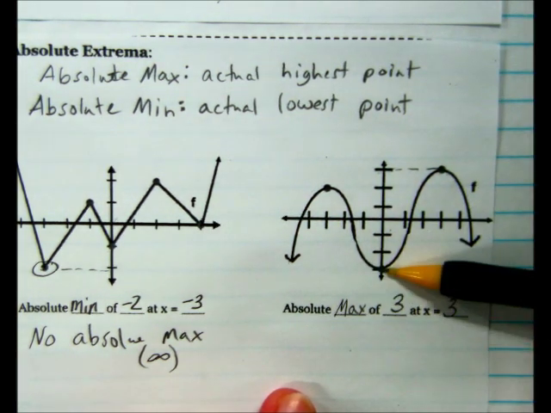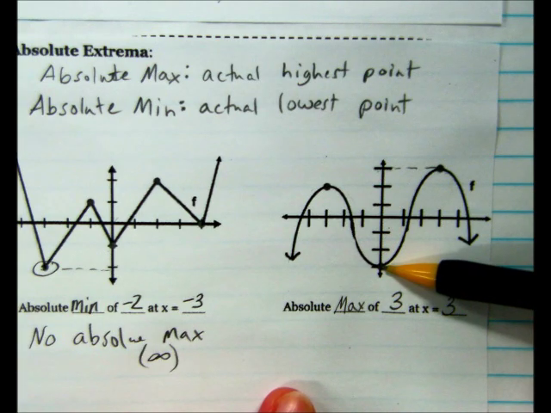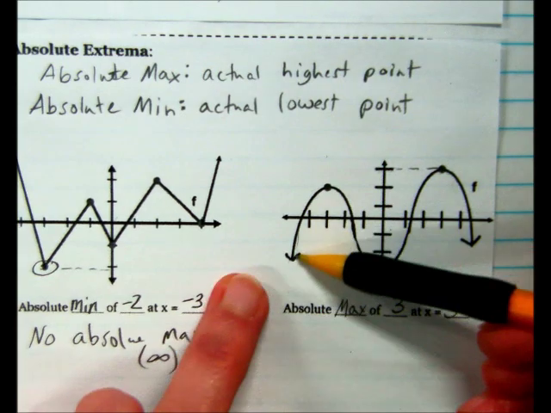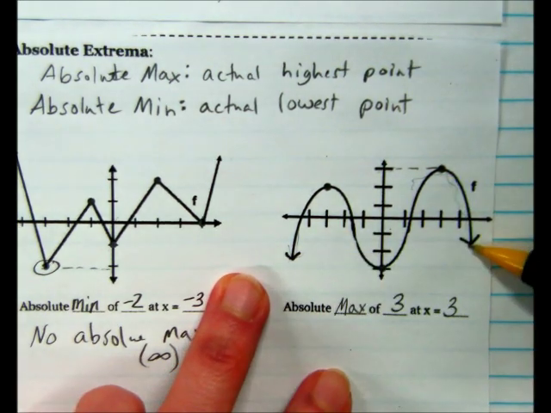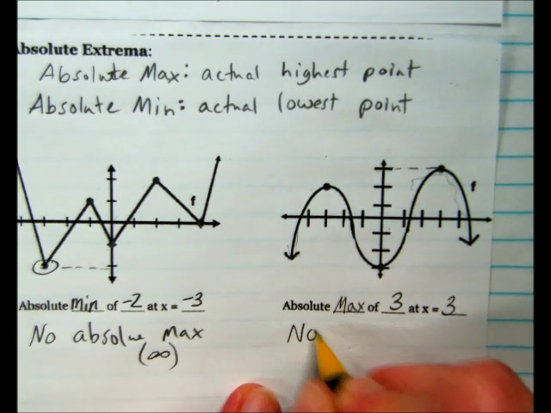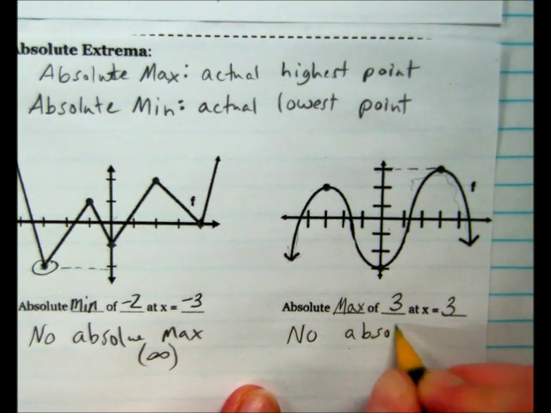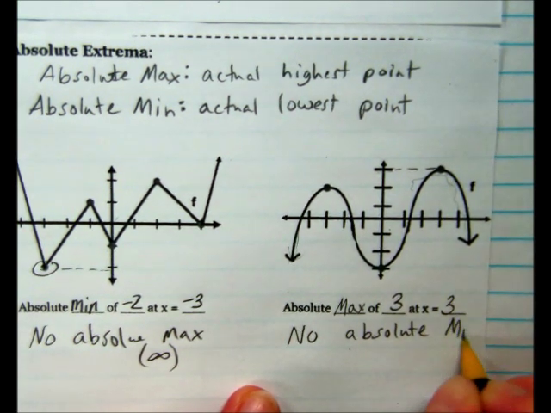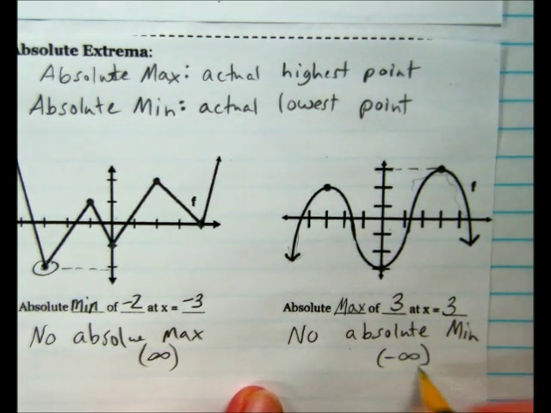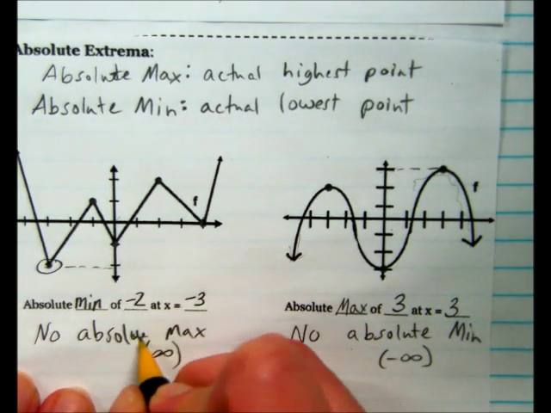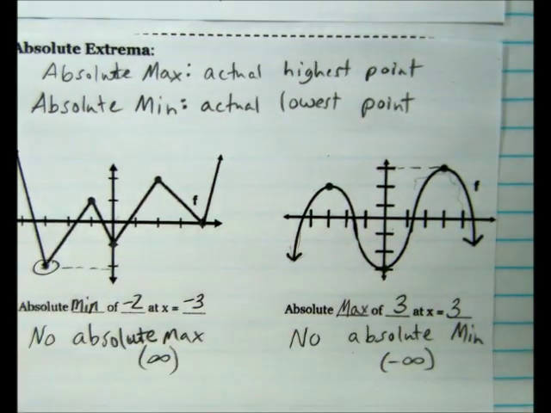And then if we look at the minimums, I have a relative minimum here, or a local minimum if you want to call it that. But then if I go to the ends, these are going to go down forever and ever. So there is no absolute minimum because it would just be negative infinity. I just realized over here my absolute does not have a T, so I'm going to fix that really quick.